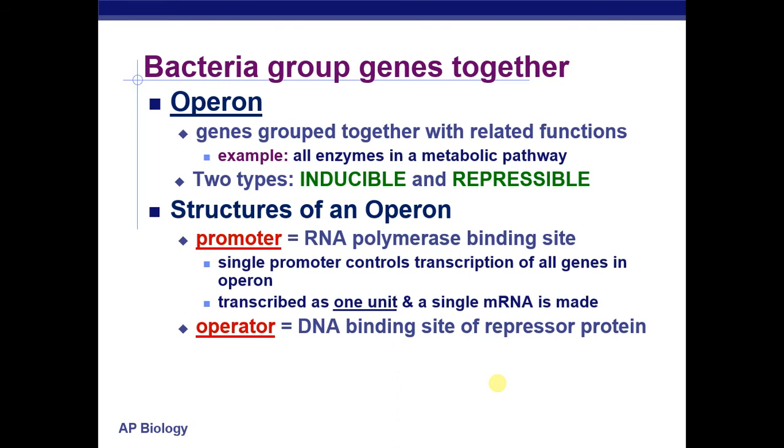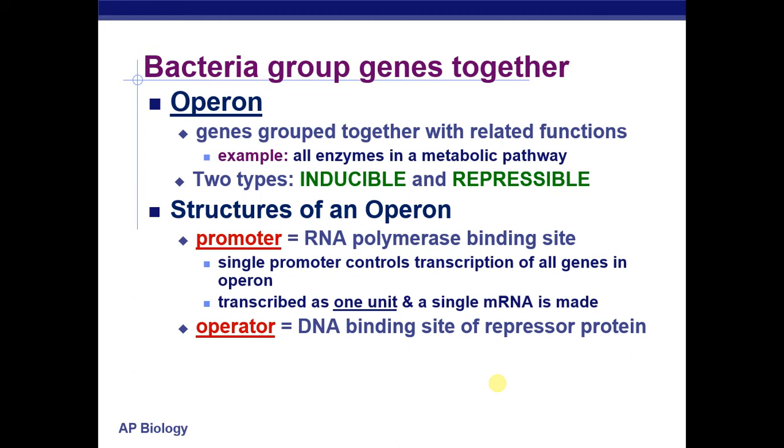The main way in which this on-off switch is accomplished in prokaryotes is through this idea of an operon, which is that genes that have related functions are grouped together. So, for example, all of the genes for all those enzymes in the tryptophan pathway would be grouped together, or all of the genes that make proteins or enzymes that would digest lactose would be grouped together. And that grouping is called an operon. There are two types of operons, called inducible and repressible operons, which we'll talk about in just a little bit.